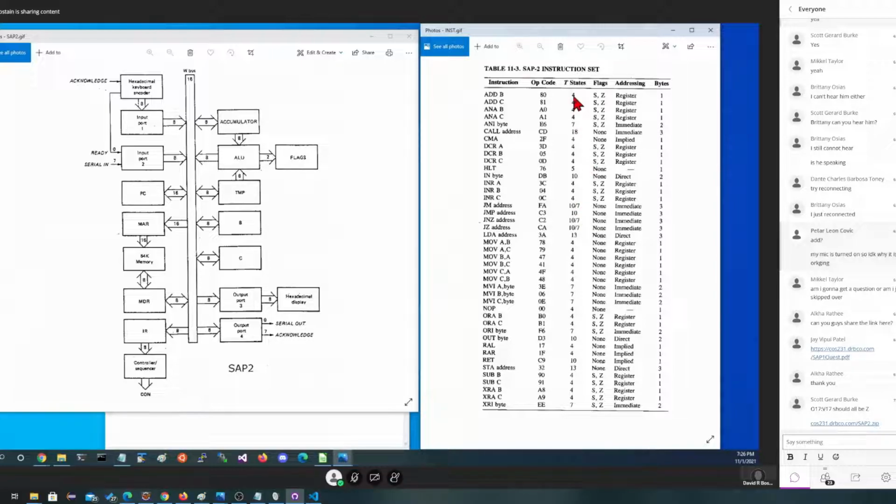Now, when this instruction completes, the sign and the Z flag will be set. The sign flag will be set to match the leftmost bit of the accumulator, and the 0 flag will be turned on if and only if the accumulator is all zeros. Finally, we have the mode, and we're going to say that this is a register mode, meaning both operands are in a register. Finally, the instruction takes 1 byte of memory in order to encode it.